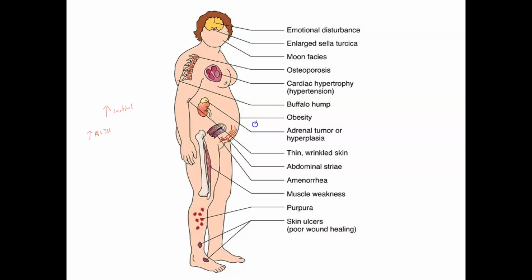So we see these abdominal striations as fat deposition takes place. Extreme hyperglycemia, muscle weakness and breakdown due to those elevated cortisol levels, elevated fatty acids in the blood due to lipolysis, and then skin ulcerations due to wounds that aren't healing, the buffalo hump, and a lot of osteoporosis because of the negative calcium balance. So lots of different symptoms associated with Cushing's disease.